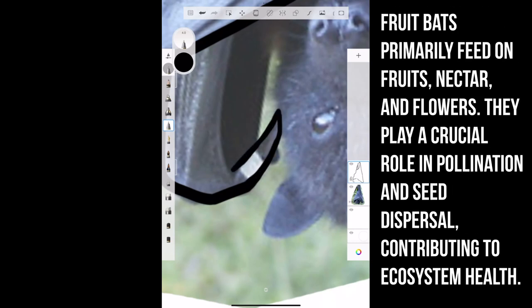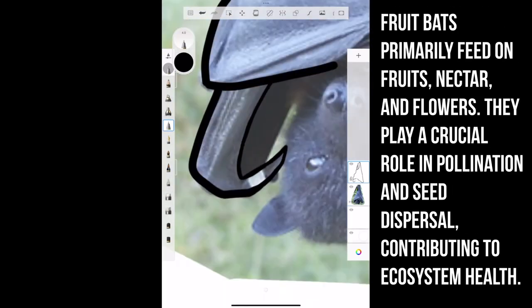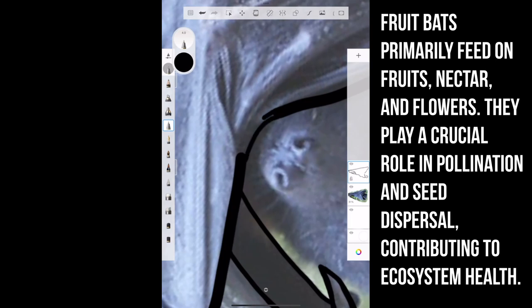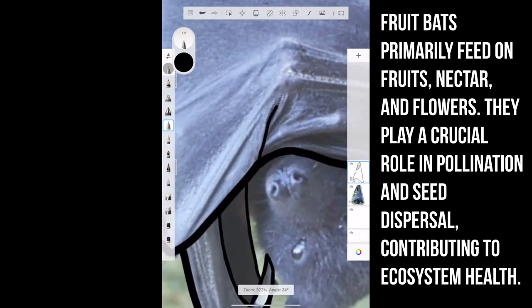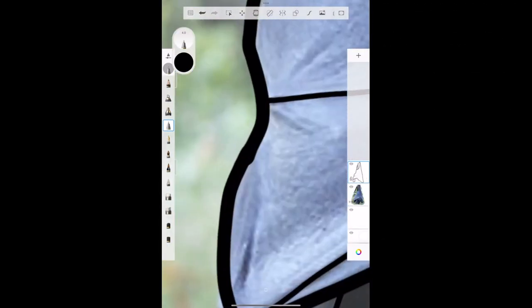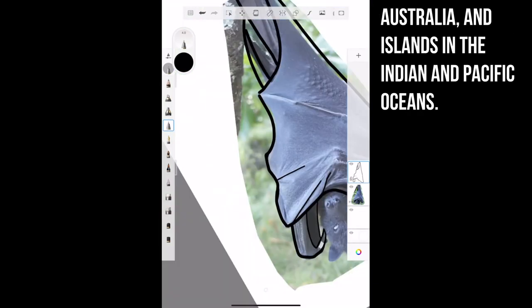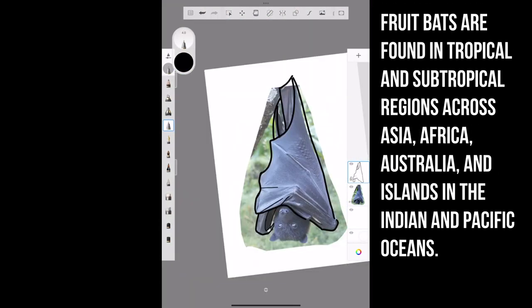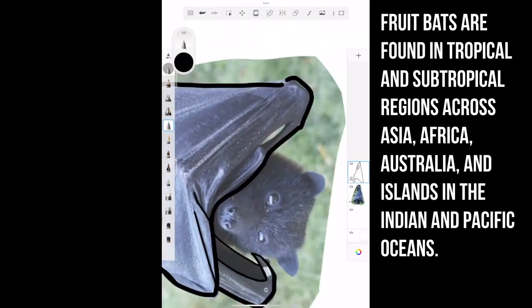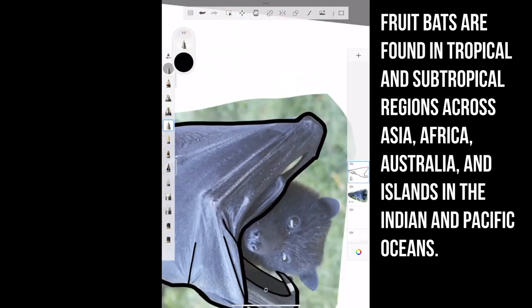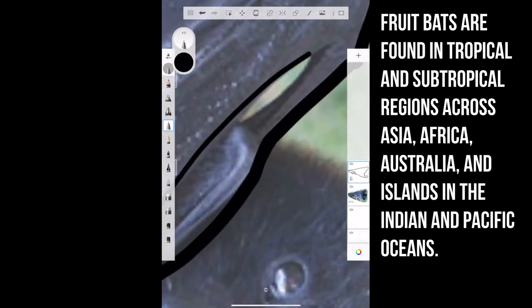Fruit bats primarily feed on fruits, nectar, and flowers. They play a crucial role in pollination and seed dispersal, contributing to the ecosystem health. Fruit bats are found in tropical and subtropical regions across Asia, Africa, Australia, and the islands in the Indian and Pacific Oceans.